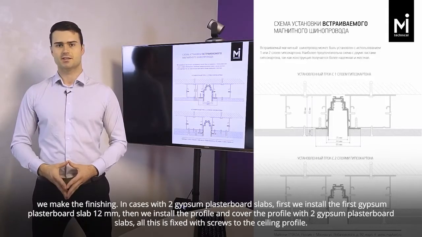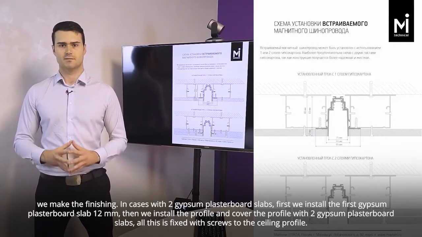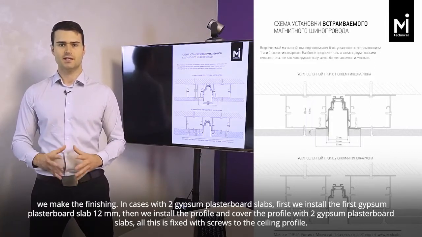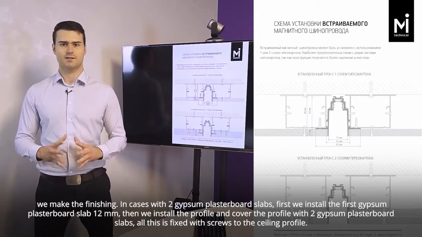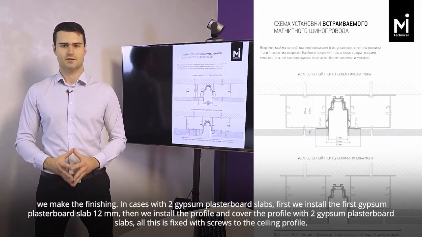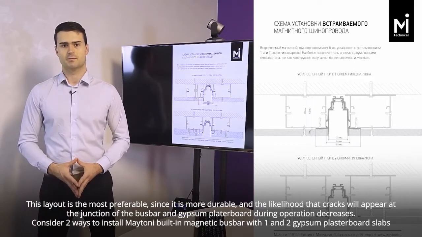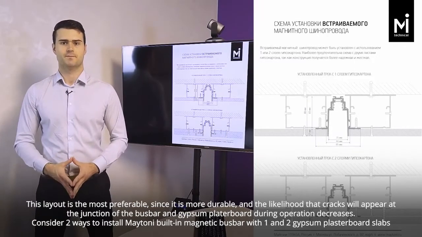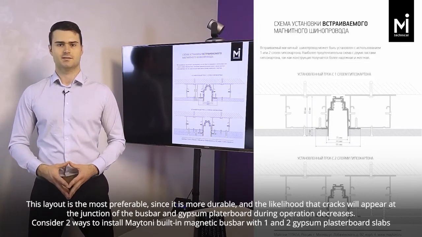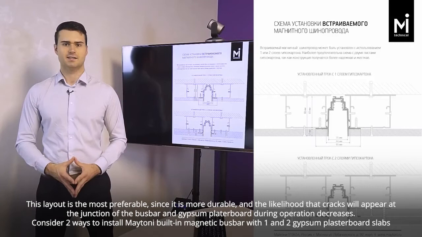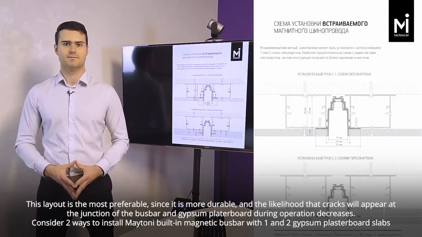In cases with 2 gypsum plasterboard slabs, first we install the first gypsum plasterboard slab 12 mm, then we install the profile and cover the profile with 2 gypsum plasterboard slabs. All this is fixed with screws to the ceiling profile. This layout is the most preferable, since it is more durable, and the likelihood that cracks will appear at the junction of the busbar and gypsum plasterboard during operation decreases.